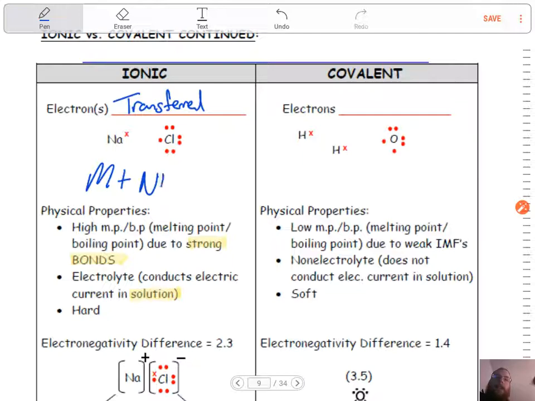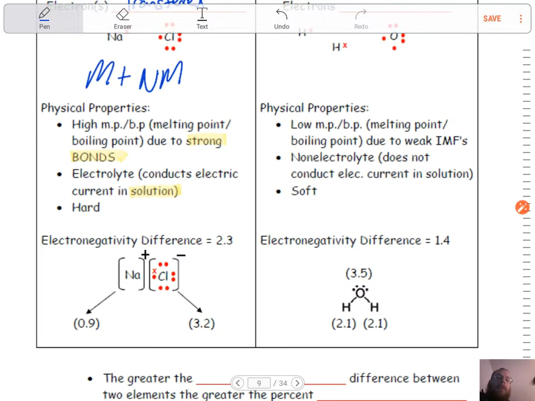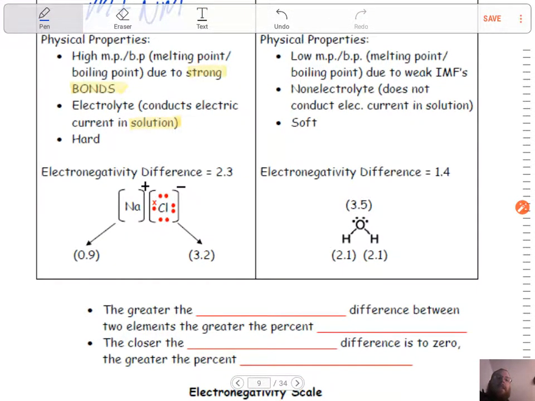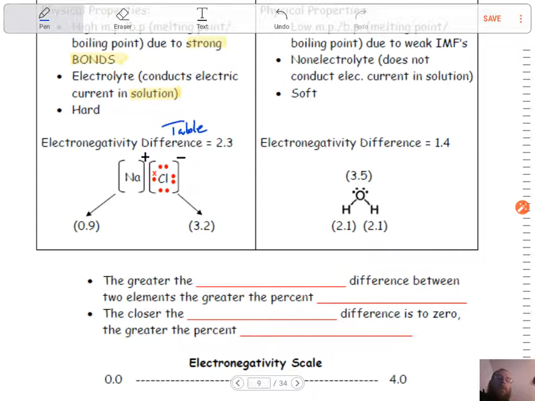Metal and a nonmetal. Okay, but we can also do it based on electronegativity difference of those elements. So remember, table S is where you would look this up. Okay, and we can look at the difference between the two atoms. So sodium, when you look it up, has got a 0.9 electronegativity value. Chlorine's got a 3.2. When you subtract those, you'd get 2.3.